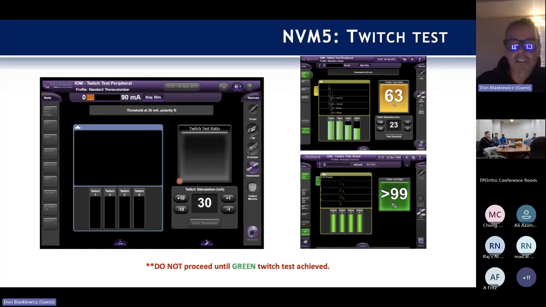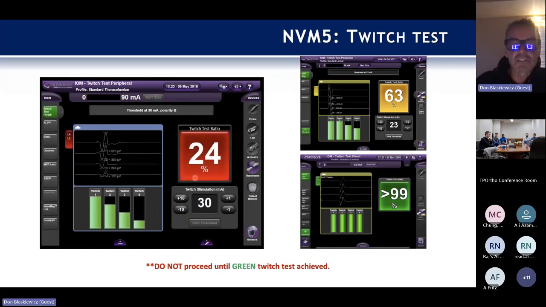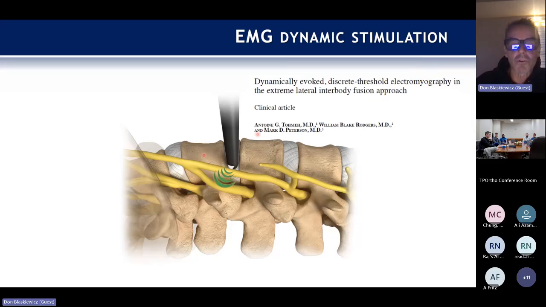Whatever neuromonitoring you're using, you're going to make sure that you've got your twitches, and as you dilate, make sure you have a safe corridor as you rotate this around.